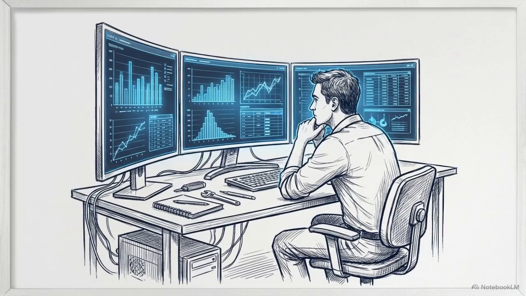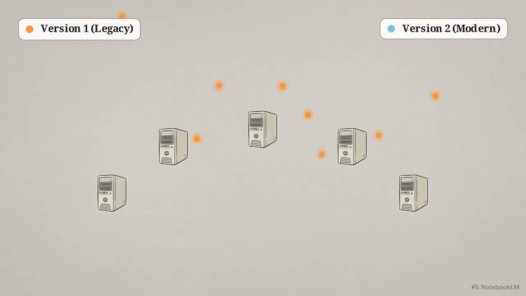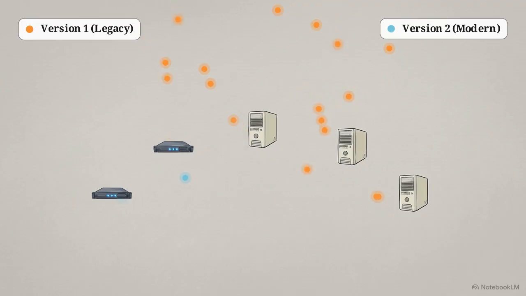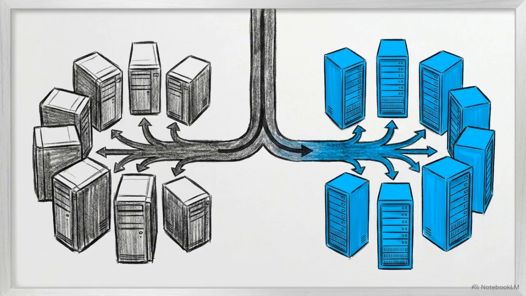To keep the lights on during an update, engineers don't change everything at once. Instead, they update the system one machine at a time. They give new instructions to one server, make sure it's working, then move to the next. This means you have two different generations of software working together on the same job. Traffic is being sent to both the older machines and the newer ones simultaneously.